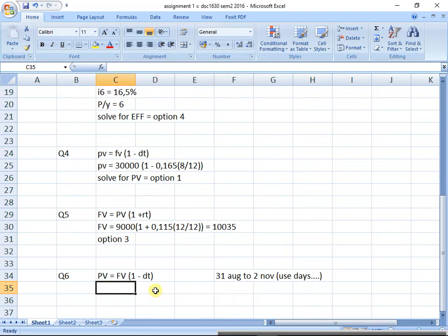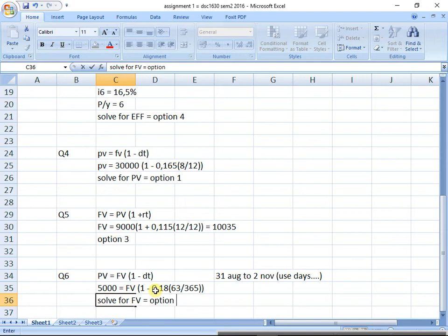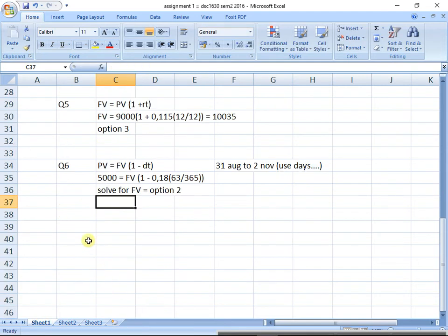So if I'm working out the amount here, 63 days, so PV equals, the PV here was 5,000. He received 5,000. So 5,000 equals S future value, brackets 1 minus 0.18, open bracket 63 over 365, close brackets, close brackets. Solve for future value and you get option 2.